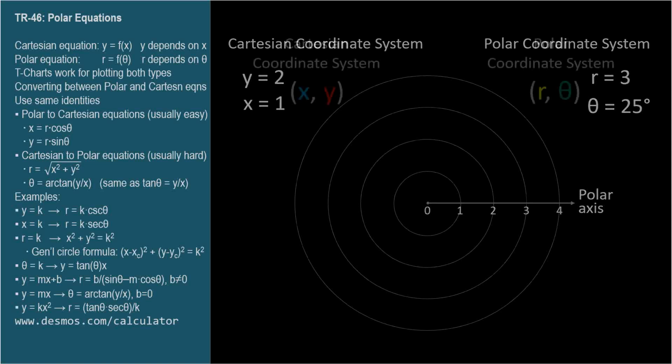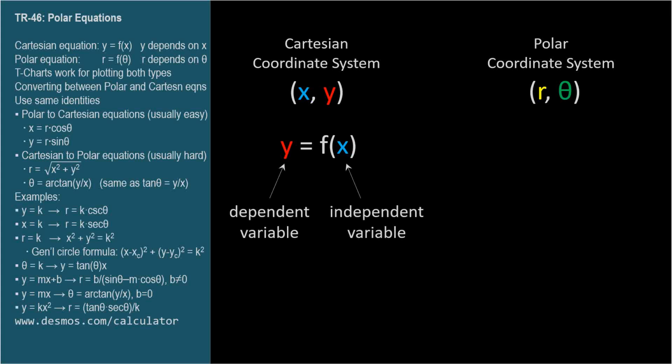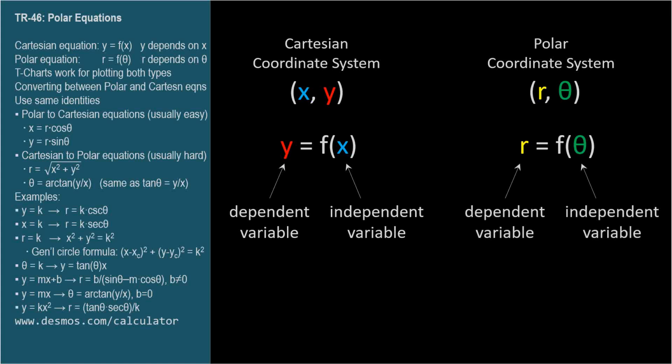Cartesian equations usually have the form y equals some function of x, meaning y is the dependent variable and x is the independent variable. The value for y depends on the value for x. Polar equations have the format r equals some function of theta, meaning r is the dependent variable and theta is the independent variable. R depends on theta.